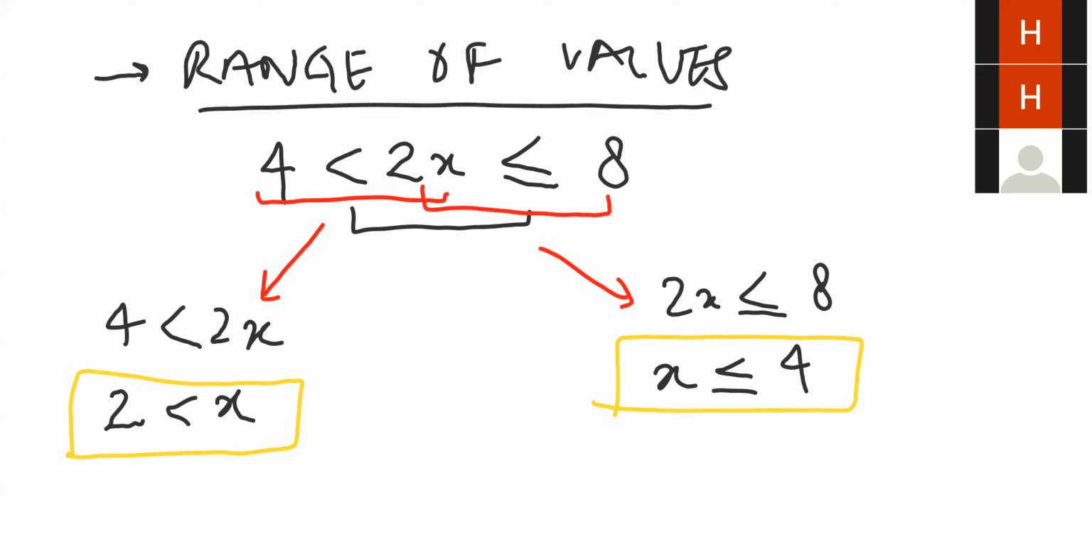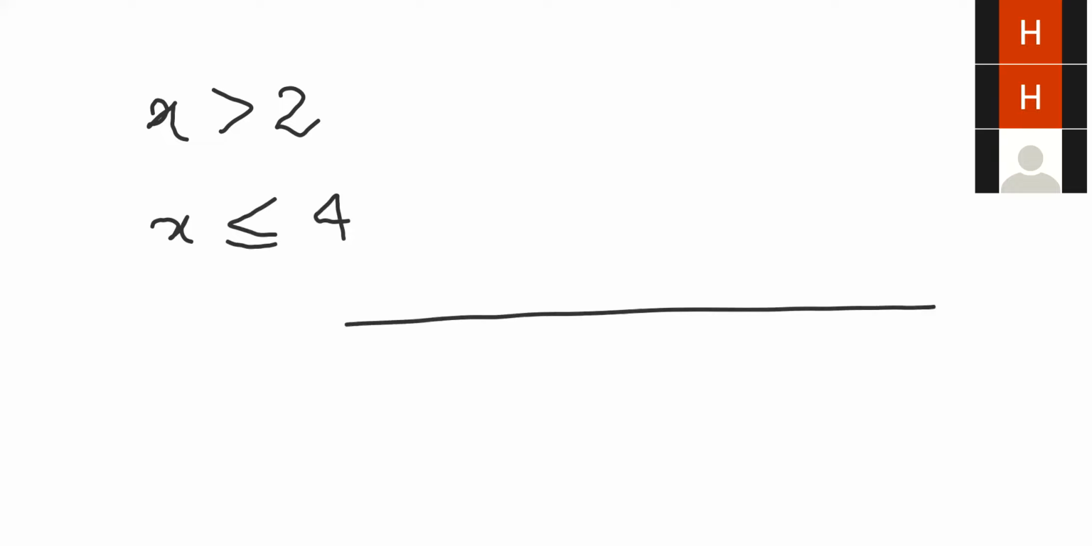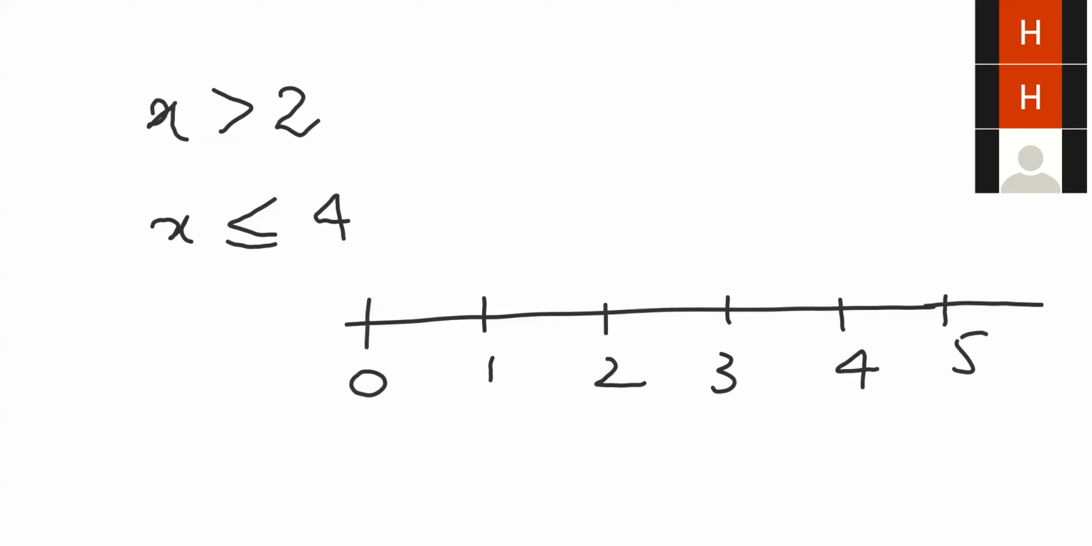So now on the number line, let me clear this. My answers came out to be x is greater than 2 and x is less than and equal to 4. So on my number line, if I have, let's say, 1, 2, 3, 4, and let's just add 5 as well. So the first part says that x is greater than 2. I'll be drawing a hollow circle on 2, and since it's greater than 2, my arrow will be pointing on the right.